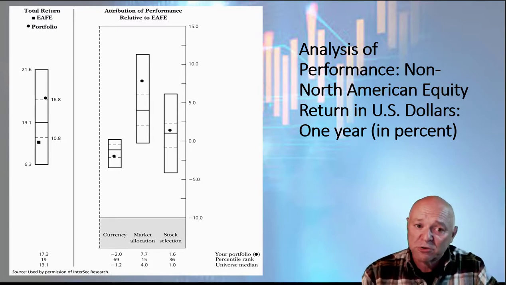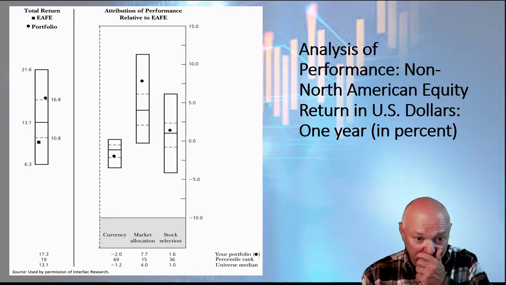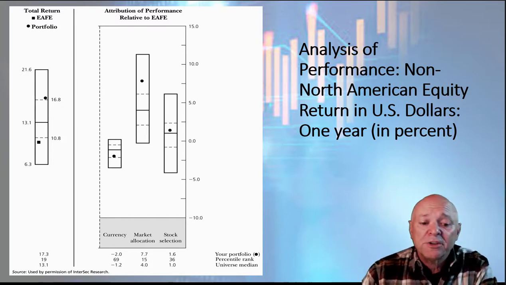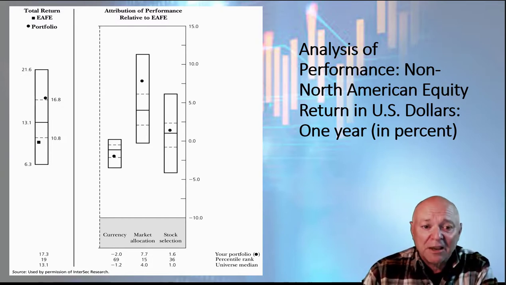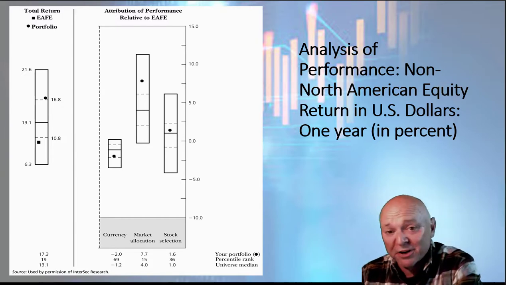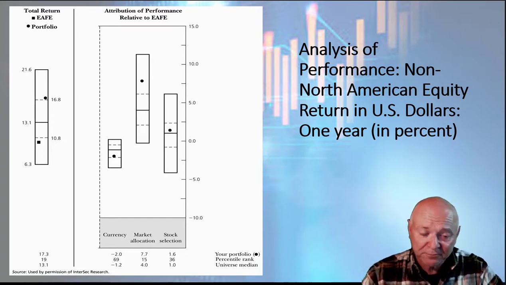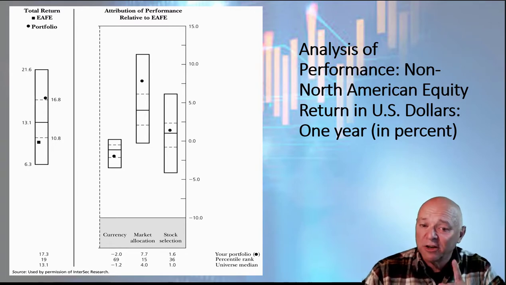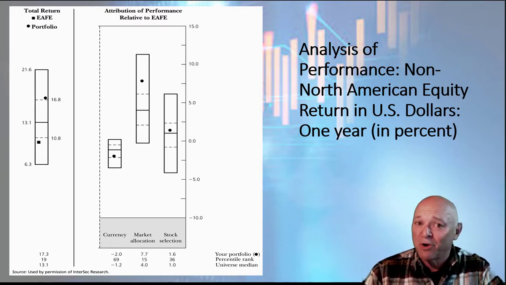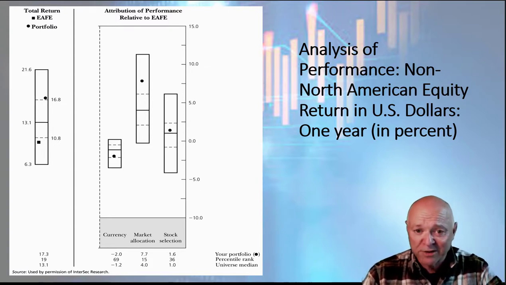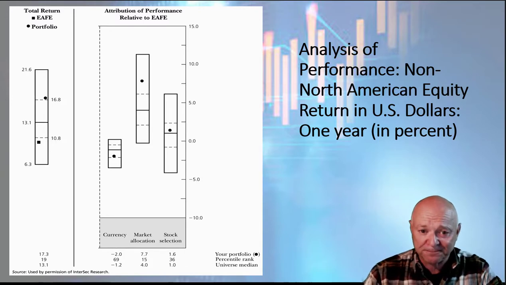Their total return was well into the first quartile, or the best quartile, with 17.3. And the average for the index, or the benchmark in this case, the EAFE index provided by MSCI, was in the first quartile. How did we achieve this return? Well, clearly it was mostly about market allocation. We obviously went overweight in markets that were very different from the MSCI. And that put us into the top quartile with a rate of return of about 7.7%.